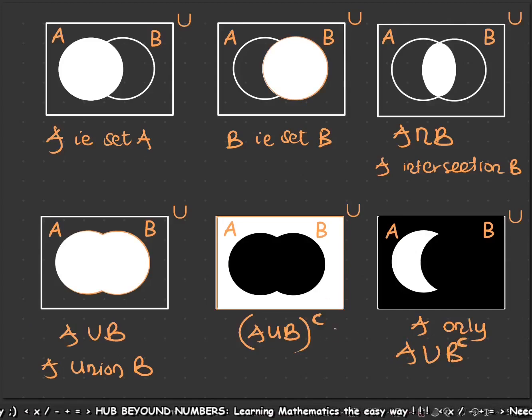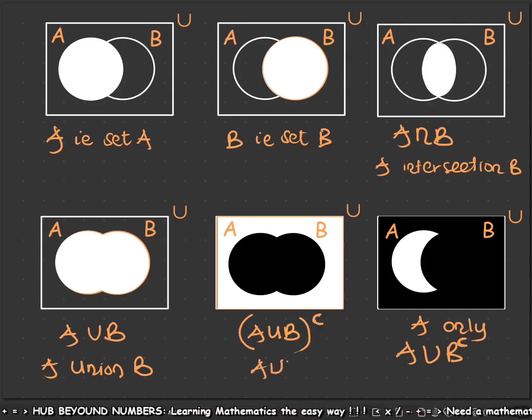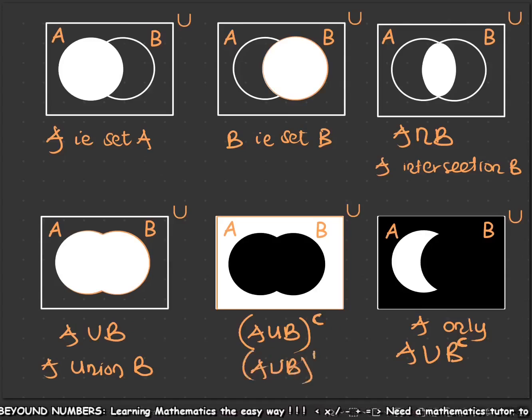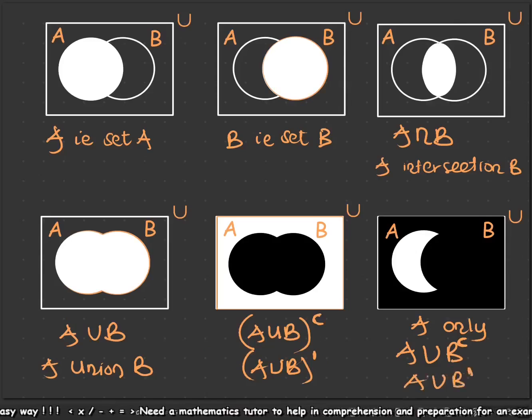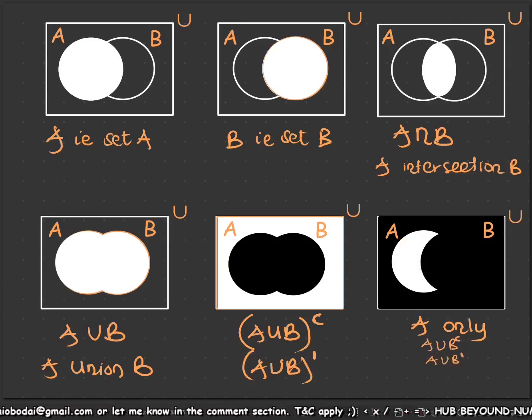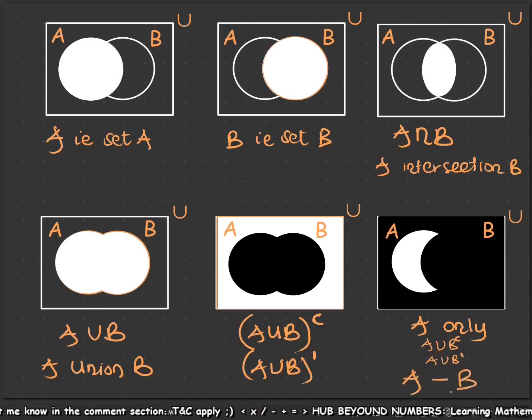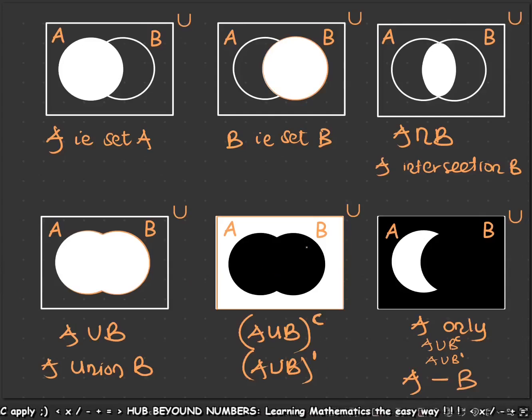For the complement, you can either use this symbol here, or you can write the C on top. So A union B complement, that is the region A only over here. Or better and easier still, you can write it as A minus B. A minus B. I think this one is simpler and you can easily understand. So that is it for these three.